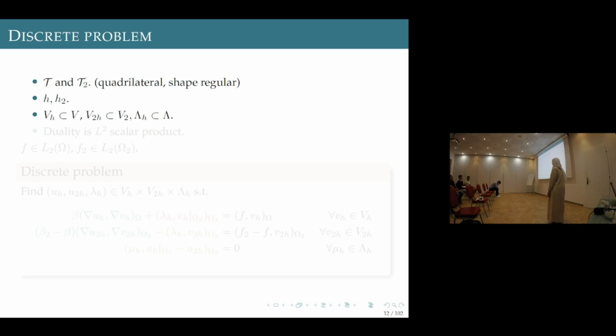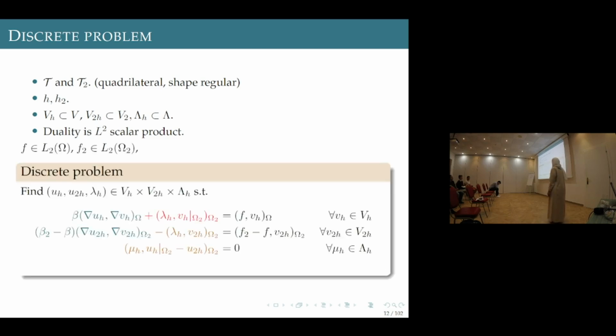We choose our discrete spaces, V_H, V2_H, and lambda_H, and in our case all are in L2. Therefore, just like what Fabio said, the duality term, that is the duality between V2 and its dual space, at the discrete level can be evaluated as the L2 scalar product in the immersed domain omega 2. And this is our discrete problem now, where we replace the duality term with the L2 scalar product in omega 2.